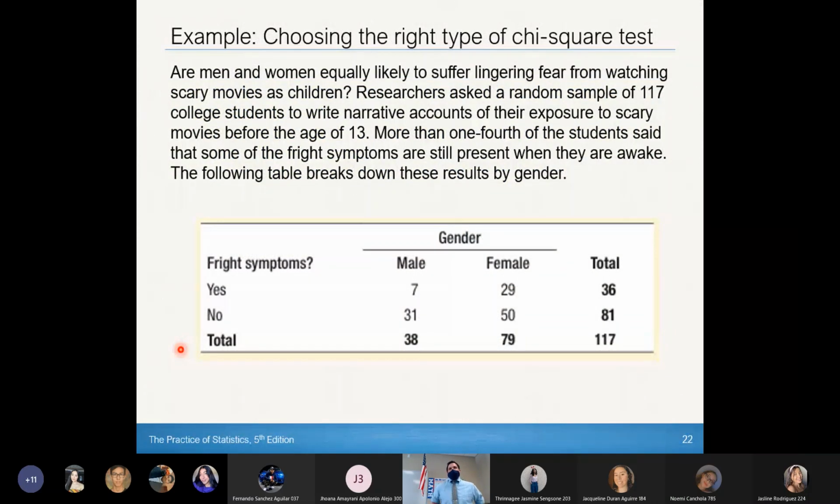So we'll look at this example. And this has to do with choosing the right type of chi-square test. So we've seen that there's two different types. You need to be able to choose properly.